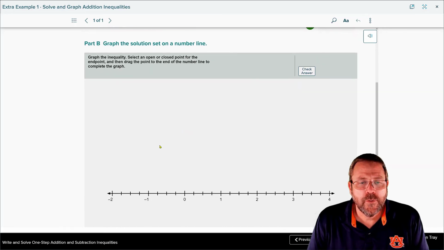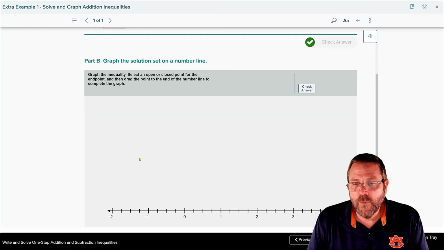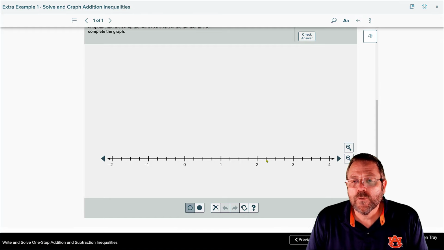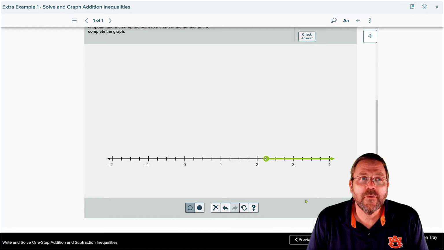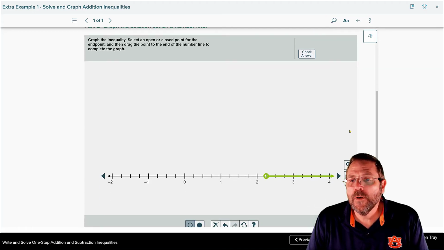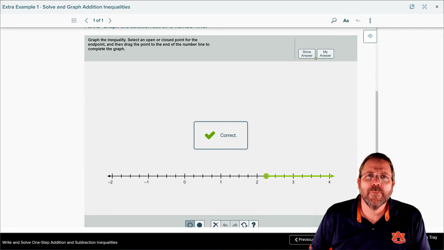Now we're going to come down to our number line. We've got a positive 2 1/4. It's greater than it. It's not or equal to, so we're going to use an open circle. Starting on the 2 1/4, we're going to go to the greater than side because the alligator's eating the A. That means that A is bigger than the number. Check our answer. The answer checks. Nothing to do on these problems.